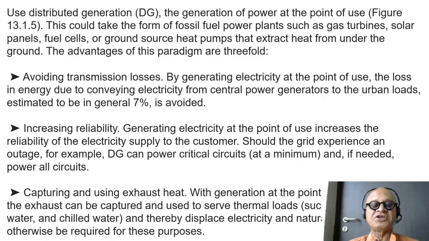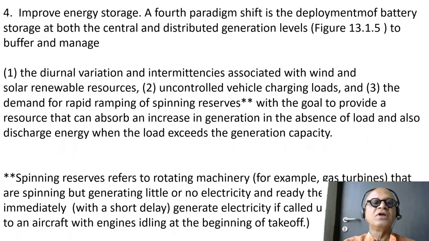Capturing and using exhaust heat. This is reducing the loss of exhaust heat. With generation at the point of use, the heat in the exhaust can be captured and used to serve thermal loads like requirements for steam, hot water for bathing or running other instruments, chilled water for running meat factories, fish storage places, homes, hospitals, thereby displacing electricity and natural gas that would otherwise be required for other purposes.